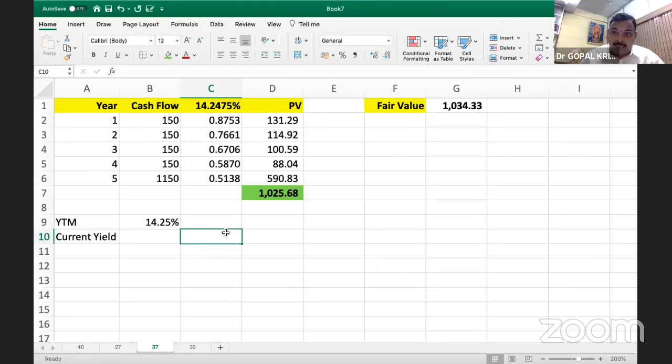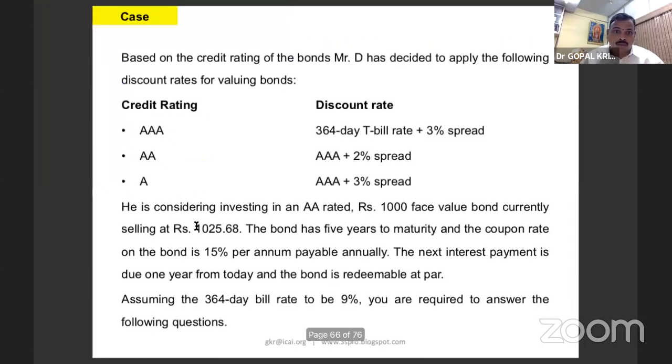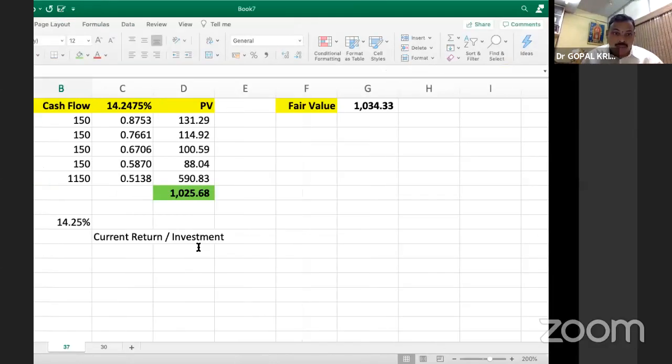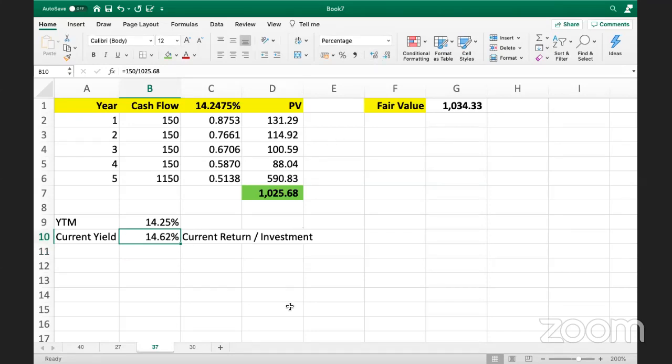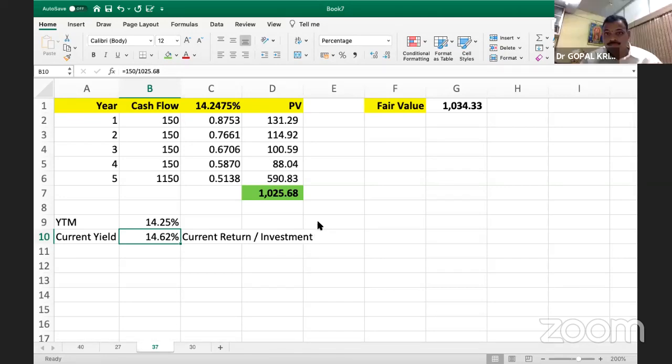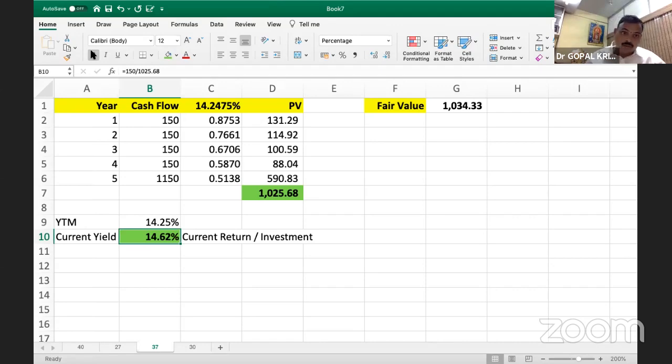But what is current yield? All of you know what current yield is. Your current return divided by investment or value of the bond, whatever you put as your investment. So what is your investment? Your investment in this question is 1025.68. What is your return? The next interest payment is due 1 year from today, which means 150 rupees. You will receive only 150 rupees 1 year from today by investing 1025.68. That's all. This is current yield. So 14.62% is your current yield. You have to be very careful. Don't select YTM. So 14.62 is actually 38B.